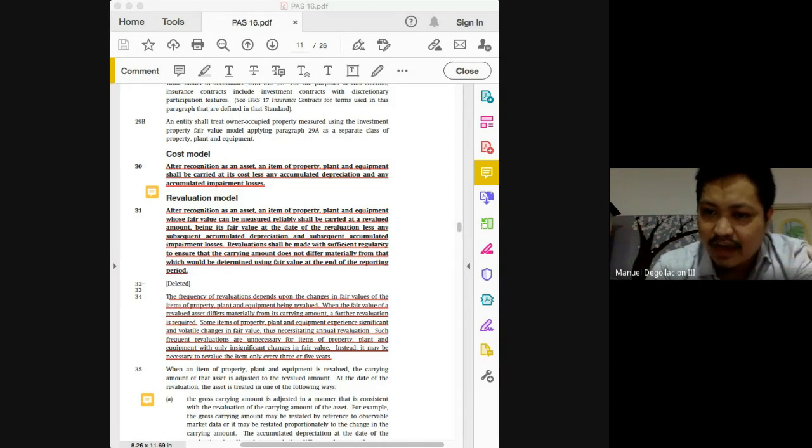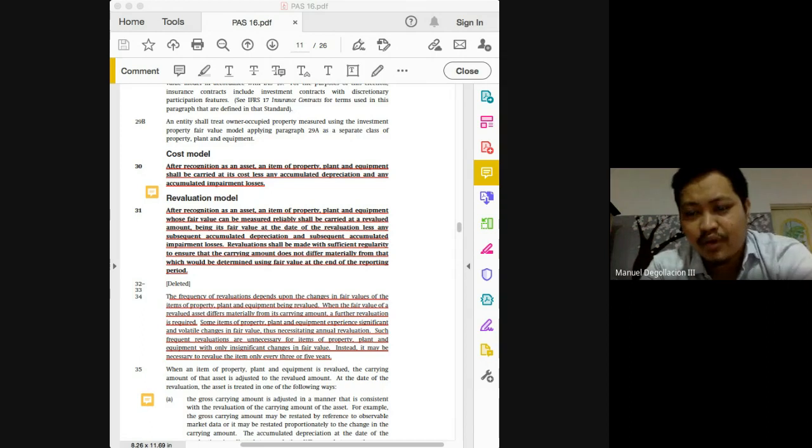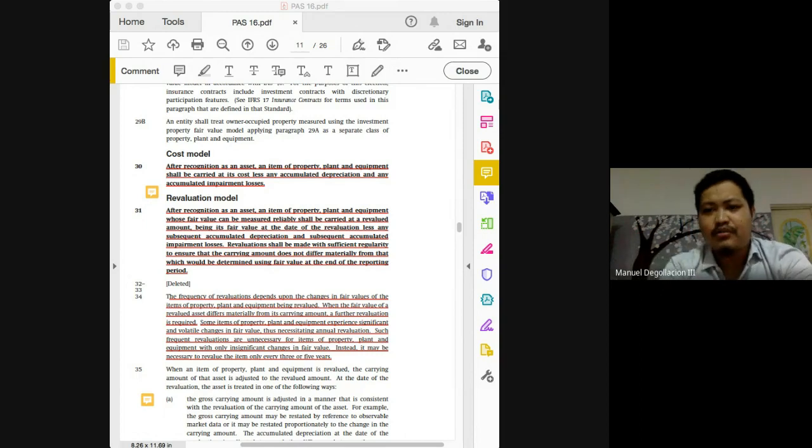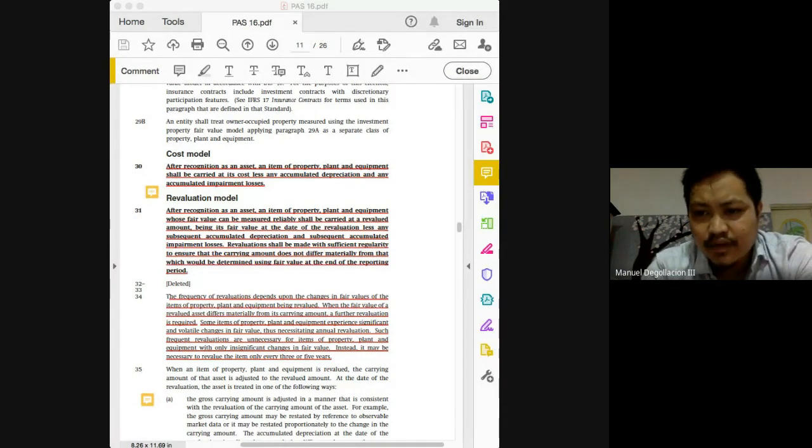Every time you have to revalue your property, plant, and equipment, the starting point in the determination of your carrying amount will change. Every revaluation, the carrying amount of PPE is changed to its fair value. So this will be your revalued amount, class. Again, every revaluation, the carrying amount of PPE is changed to its fair value at the date of revaluation.